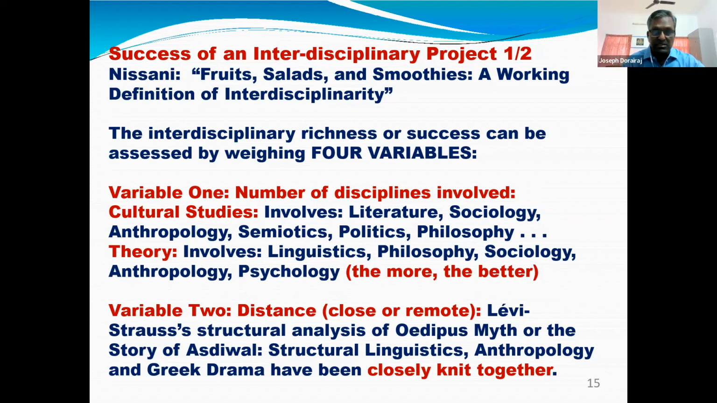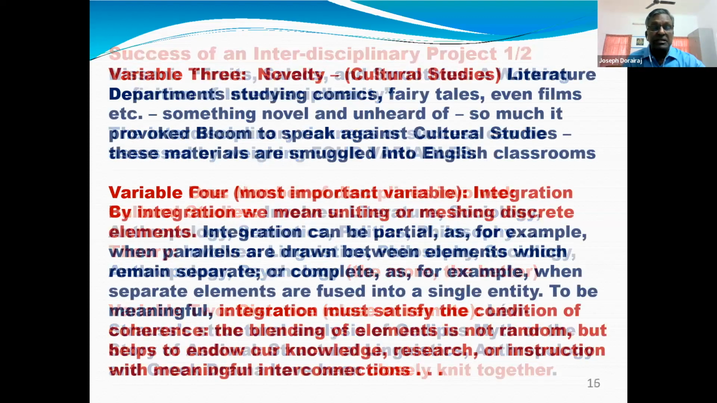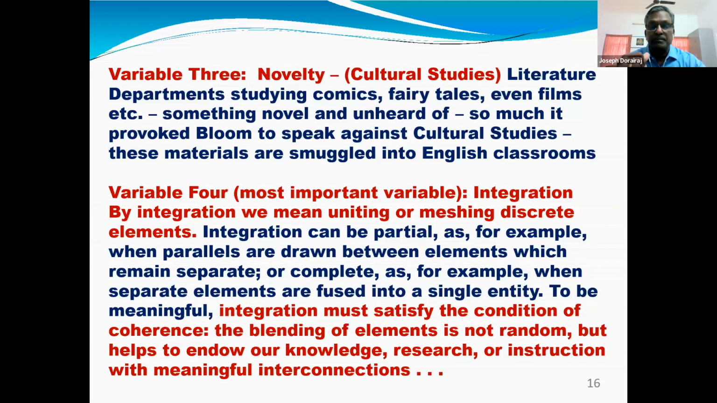But if there is any distance, if there is any gap, or if there is any hesitation between two subjects to come together closely, then there is some problem. So the first variable is the number of disciplines involved. The second variable is distance. The third variable is novelty.